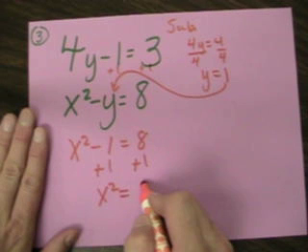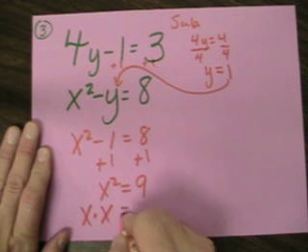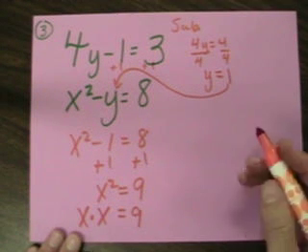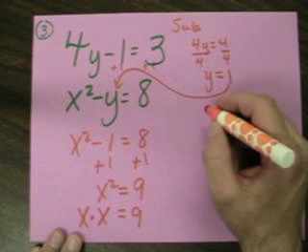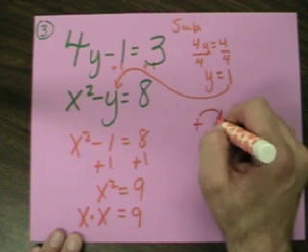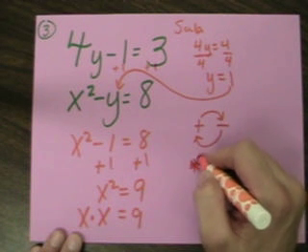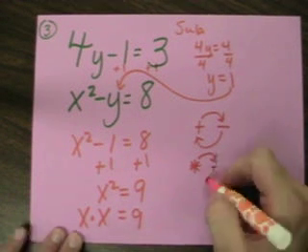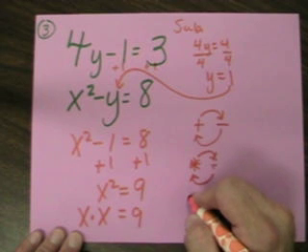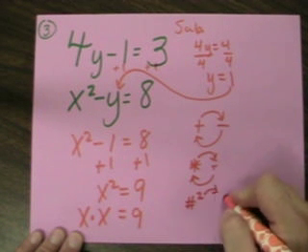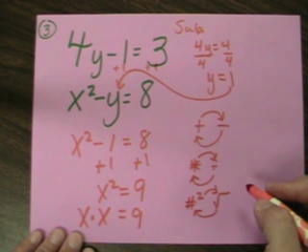X squared equals 9. Now remember, x squared equals 9 means x times itself equals 9. And we have a kind of a pattern. So this is a side note to go back. Remember that the opposite of adding is subtracting. The opposite of subtracting is adding. So when I'm solving, the opposite of multiplying is dividing. And the opposite of dividing is multiplying. The opposite of squaring a number is taking its square root. The opposite of the square root is there.